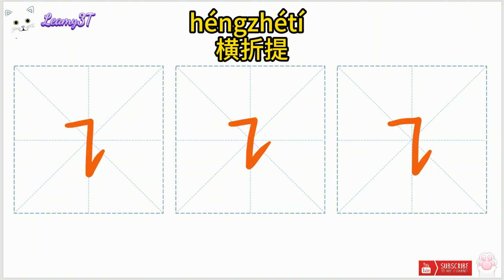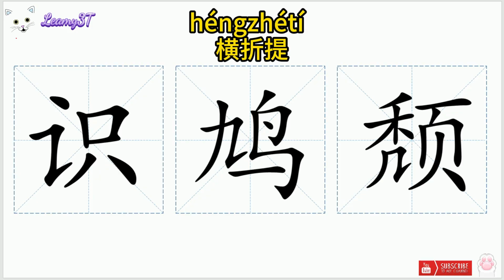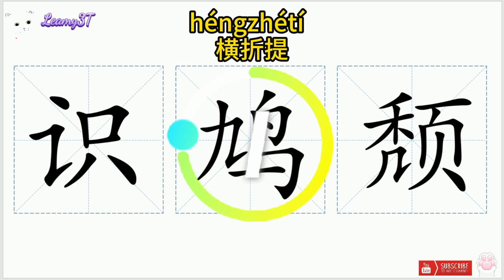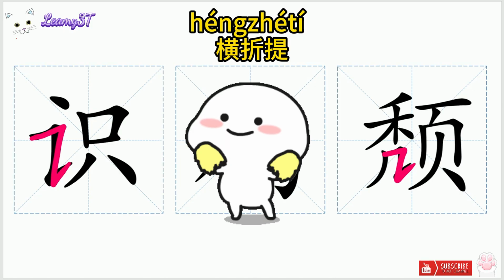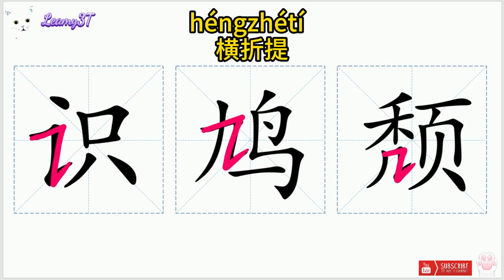And now please find all the héngzhétí within 10 seconds. Have you found everyone? Let's check. héngzhétí. Again. héngzhétí. Again. héngzhétí. Congratulations! We have completed the learning of 4 new strokes today.